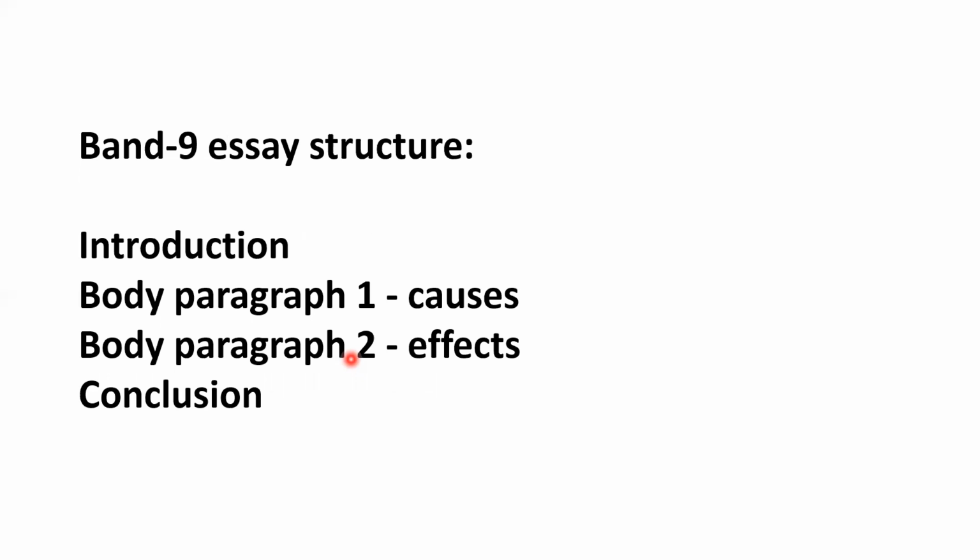So here we have a band 9 essay structure. In order to get a good score in IELTS Writing Task 2, you have to divide your essay into 4 paragraphs. Paragraph number 1 is called introduction. Paragraph number 2, body 1. Paragraph number 3, body 2. And paragraph number 4 is conclusion. In body 1, we discuss and describe causes of the essay. In body 2, we discuss and describe effects or results of the essay or the epidemic.